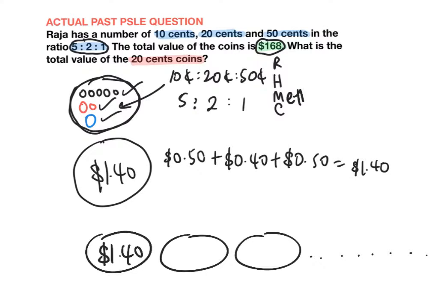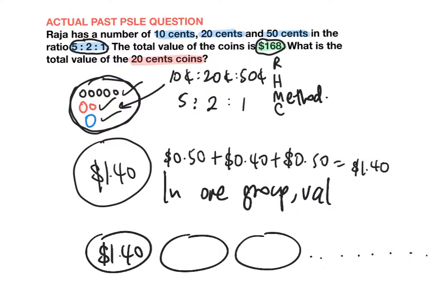So this is where it is very important to know how to use the method. Okay, to know the method is one thing, but to be able to write the steps is another. Okay, so the method is grouping. Again, why grouping? Because we know that in one group of coins, the ratio is 5:2:1 for the 10 cents, 20 cents and 50 cents coins. So in one group, let's backtrack a bit.